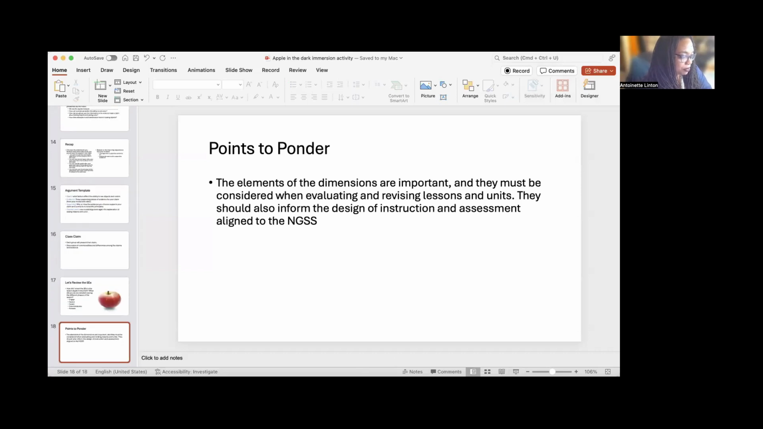Now what I want you to notice is that I made a mini crosswalk from that experience. If you can see here, the experience of building the model in the apple in the light was a first grade physical science standard 4 performance expectation 2, right? So basically, you were supposed to draw a model to figure out how we see things. And that's what you did.